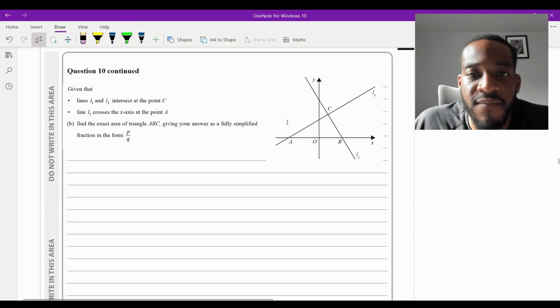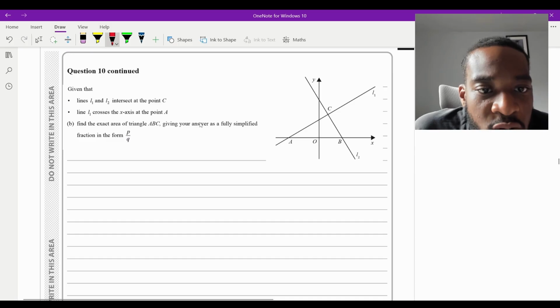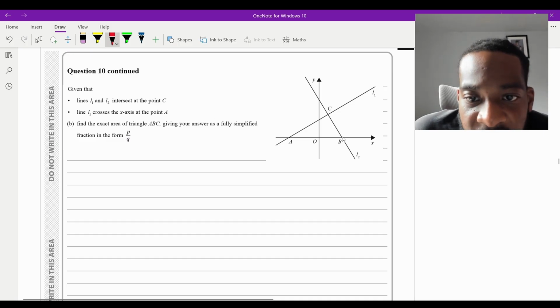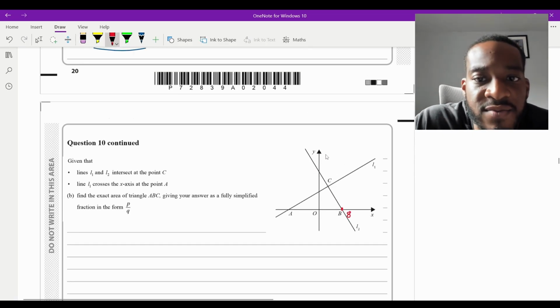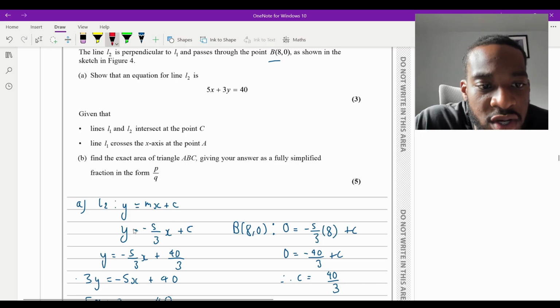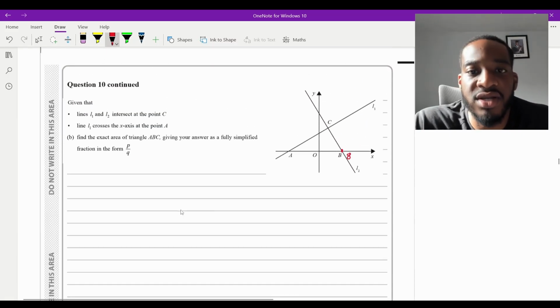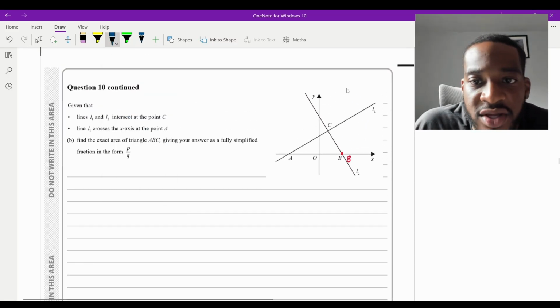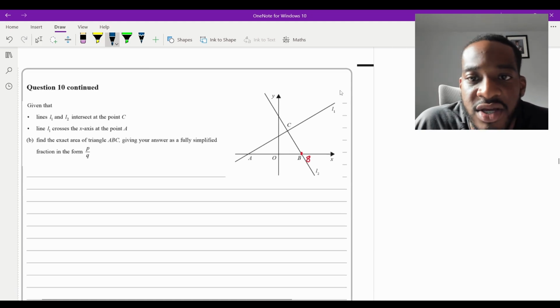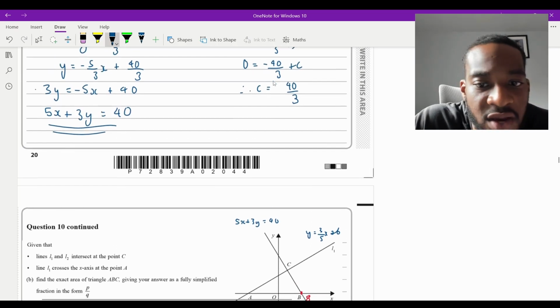Now, let's plug in everything that we know. We know that this point B here, by the way, was 8, so I'm just going to put an 8 here. I think that was it actually. Obviously, we know the equations of the lines. L2 was that one, and then L1 was 3 over 5x plus 6, isn't it? So I'm going to put this here. L1: y is equal to 3 over 5x plus 6. And then this one was 5x plus 3y is equal to 40, if I'm not mistaken. Yeah, it was. Perfect.